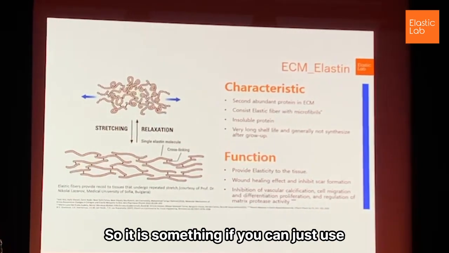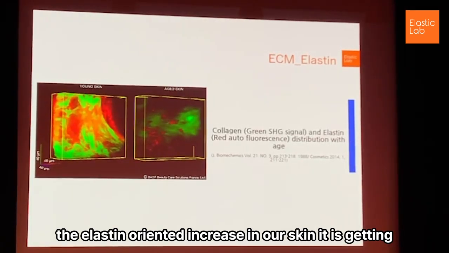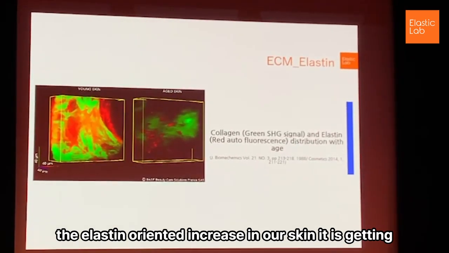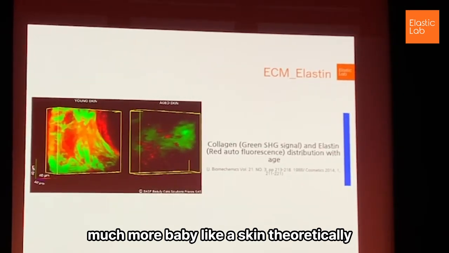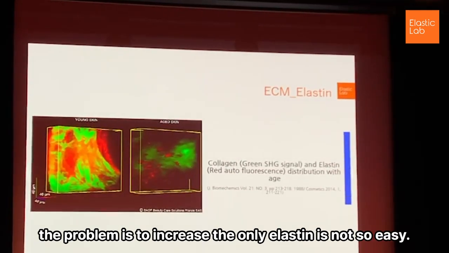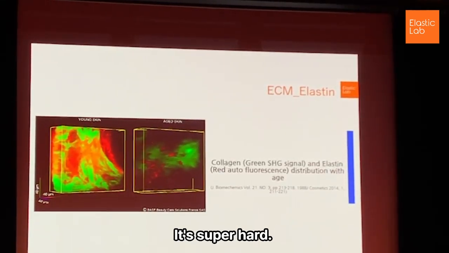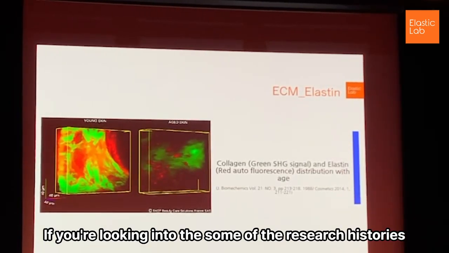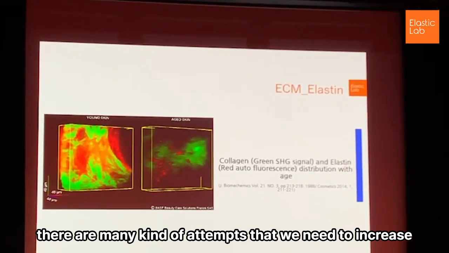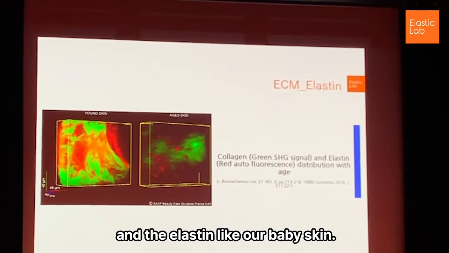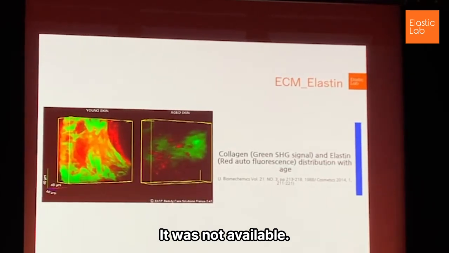So it is something, if we can just use the elastin oriented increase in our skin, it is getting much more baby-like skin. Theoretically it is good. But the problem is that increasing only the elastin is not so easy. It's super hard. If you look into the research histories, there are many attempts, but increasing collagen type 3 and elastin like our baby skin was not available.